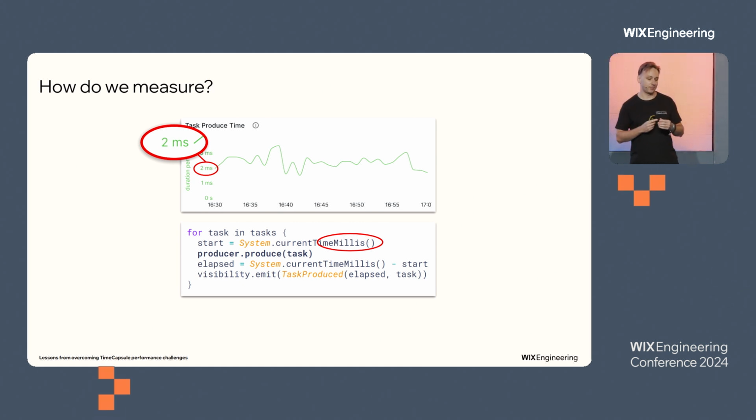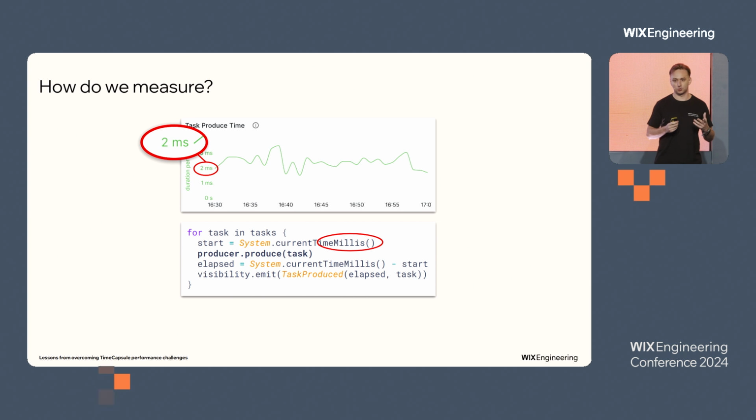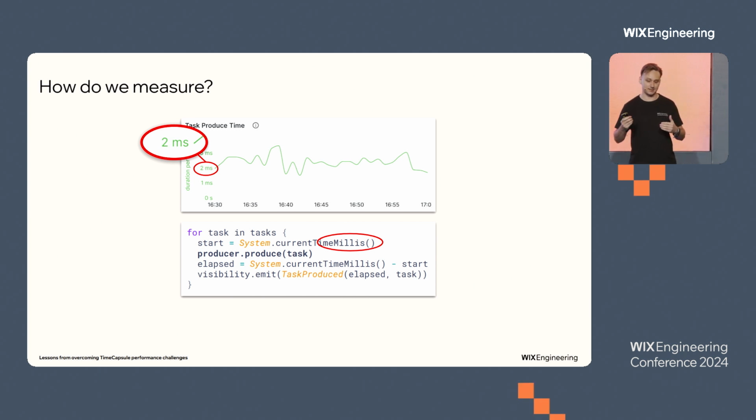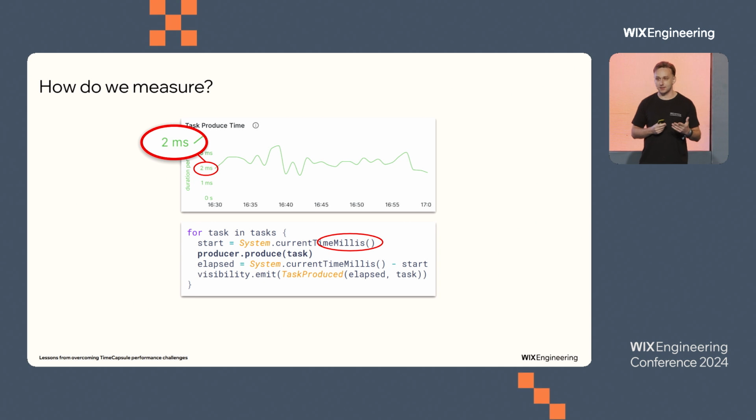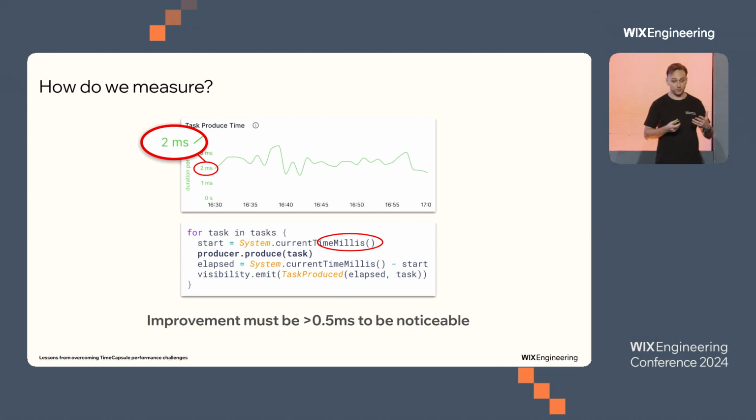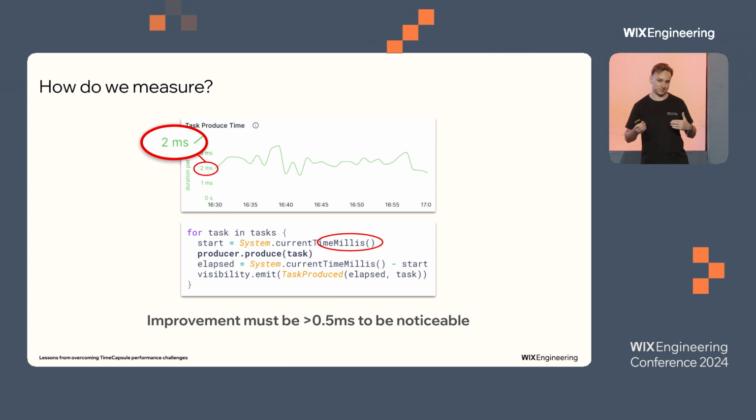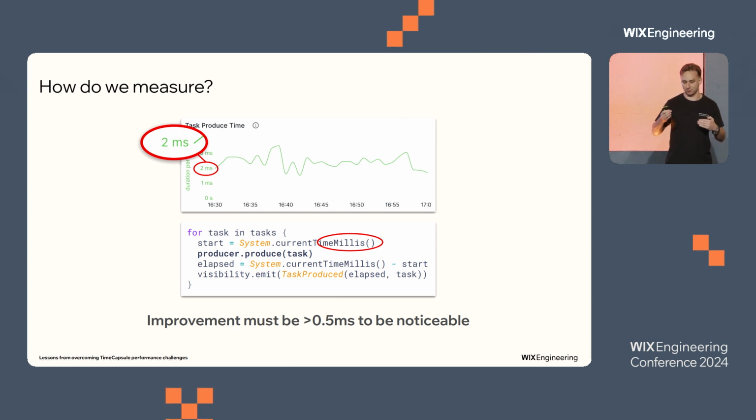First issue to notice is that it takes around 2 milliseconds to produce a task, but we measure with millisecond precision, which means that the improvement or degradation has to be at least 500 microseconds to be visible on the graph.